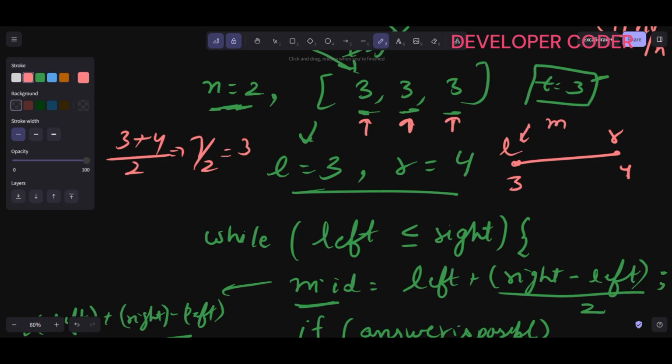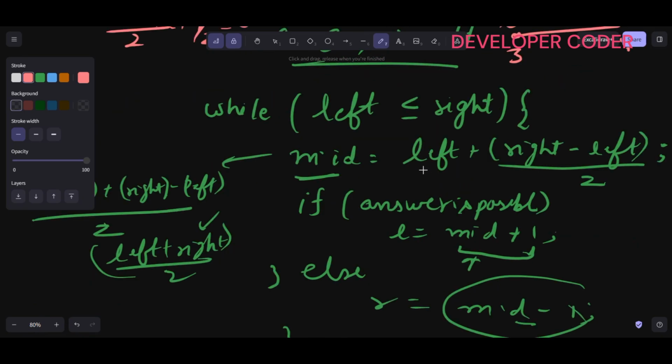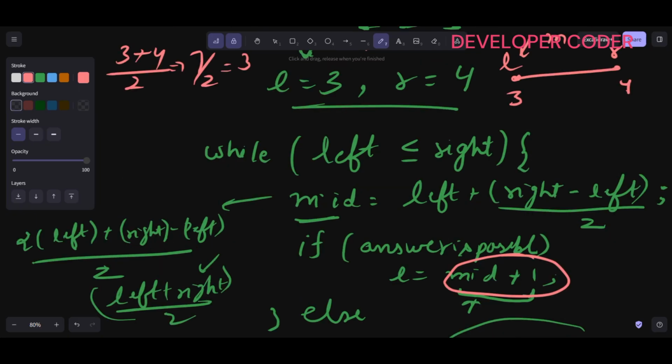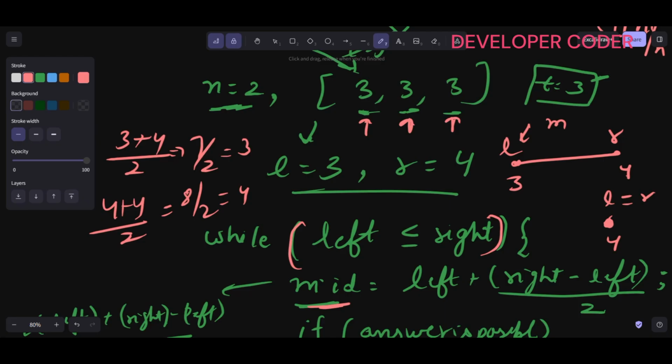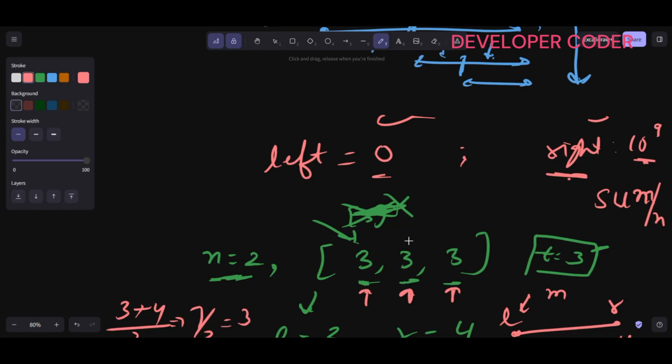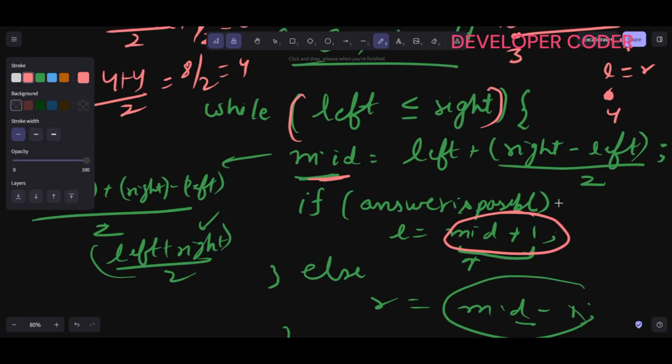Now, since the answer is possible, next time I update my L as mid plus 1. So for the next iteration, my L is going to be at the same as R, at 4, because my left is equal to right. Still the answer is possible. Again I go inside and calculate the mid: 4 plus 4 divided by 2 gives 4. With 4 the answer is possible, so this if condition is executed.